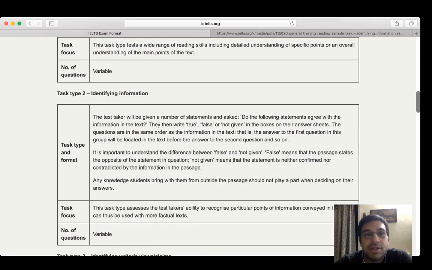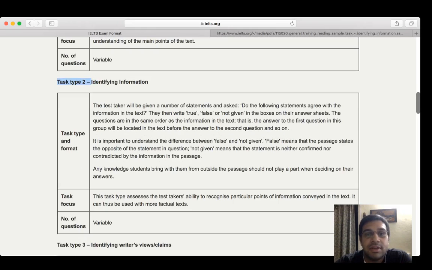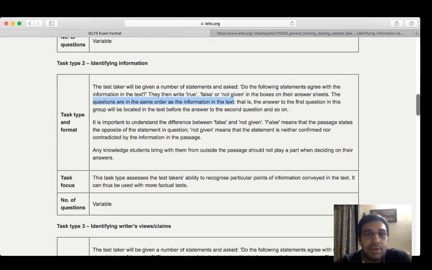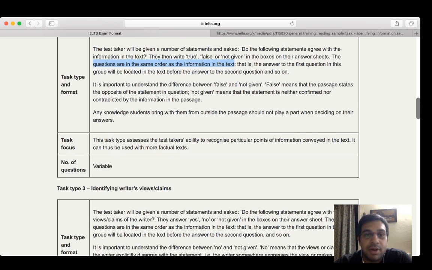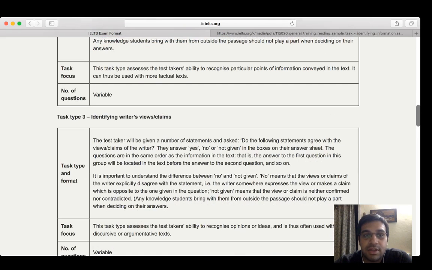So, identifying information question. This is the true, false, not given question. Some things you need to read carefully in the description is that the questions are in the same order. This is a very important fact, and it can help you a lot in getting the correct answer. Similarly, in the yes, no, not given questions, again the questions are in the same order as the text is.